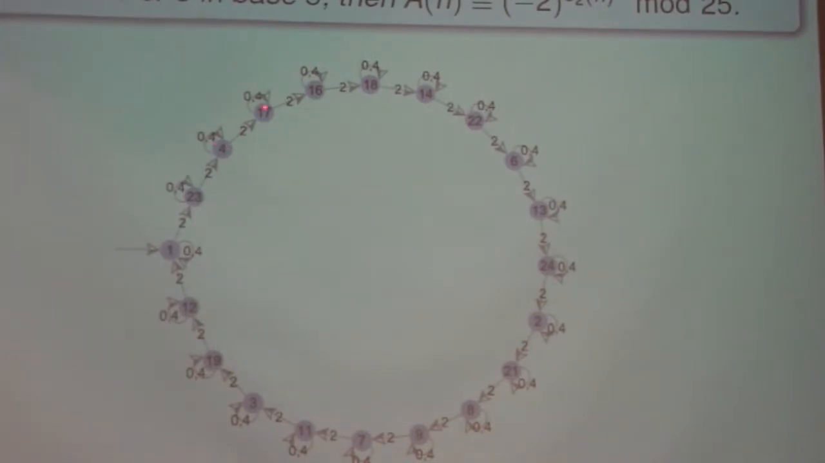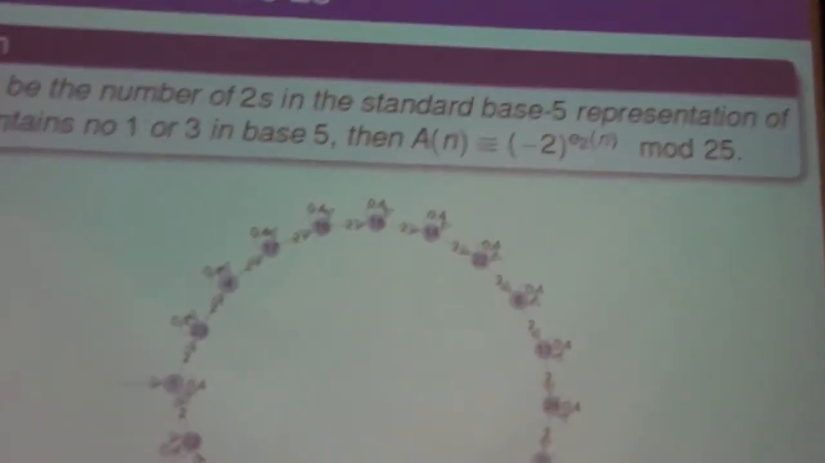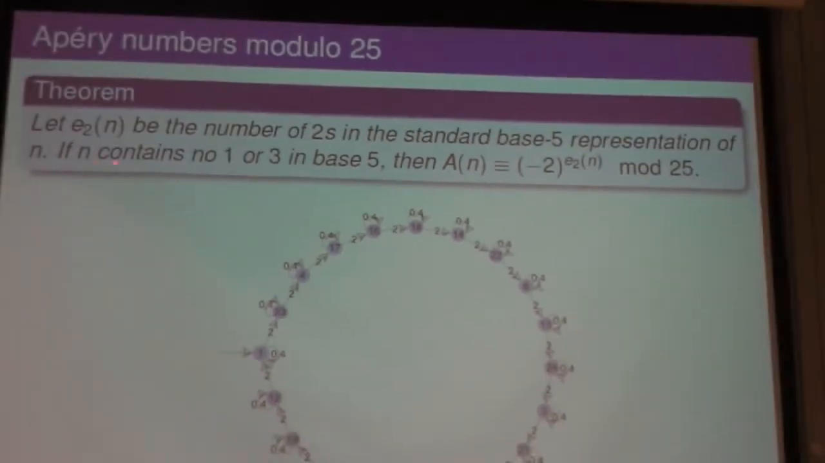And if you look at the labels, they're actually powers of negative 2 mod 25. So this is negative 2 to the first power, this is negative 2 squared, this is negative 2 cubed, this is negative 2 to the fourth power, etc. And so we have this nice result that was never noticed before, and only was discovered because I was chopping up this automaton. If you have a number n that contains no 1 or 3 in its base 5 representation, then an, the nth apriori number, is congruent modulo 25 to negative 2 raised to the number of 2s in its base 5 expansion. I don't know what it gets you, but it's sort of nice.